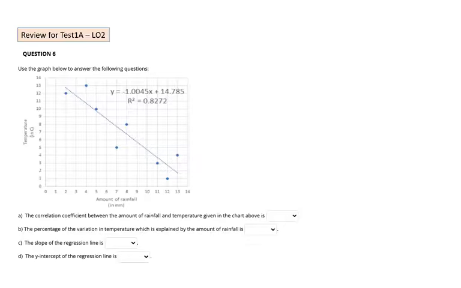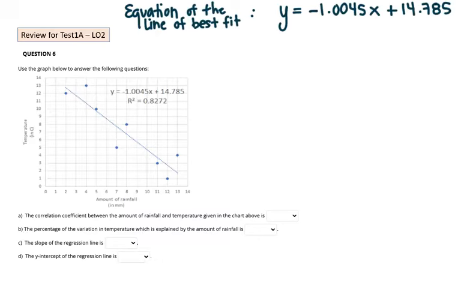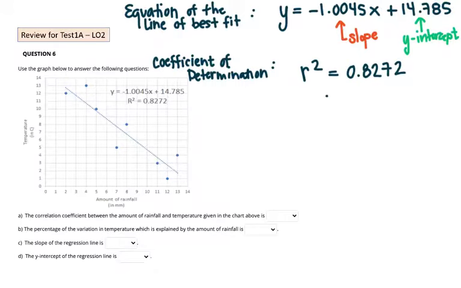Okay, question number 6 is a little bit different. It gives us the graph of a scatter plot and the line of best fit, and it gives us the equation and the R squared term, which, if you remember, is called the coefficient of determination. And remember, in the equation of any line, the number that is in front of the x is called the slope, and the number that is alone, not next to the x, is called the y-intercept.